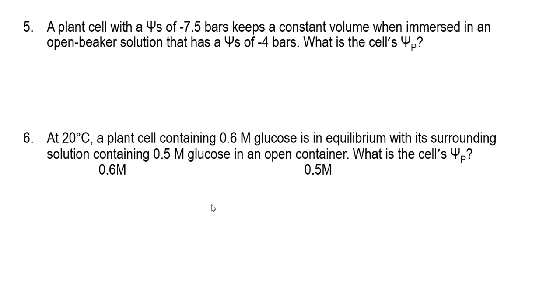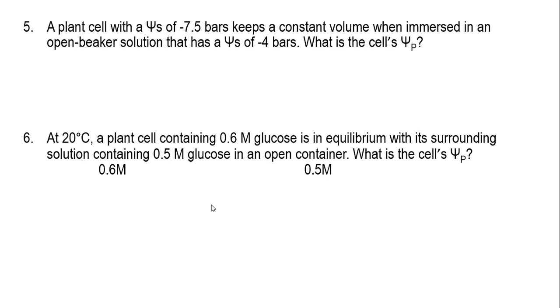So here's the important thing now. It's -7.5. It's put into a solution that's -4. So we know the water is going to rush into the cell, but it doesn't. It's prevented from rushing in. So now we have to think about pressure. Okay, what do we need in order to prevent water from entering the cell? Okay, it keeps a constant volume, which means it's at equilibrium.